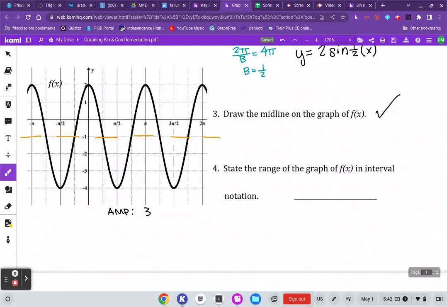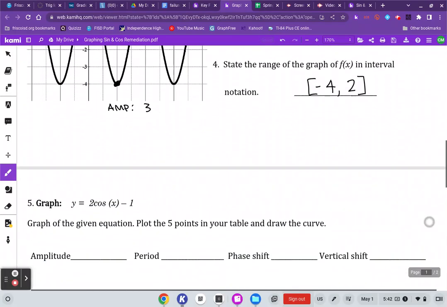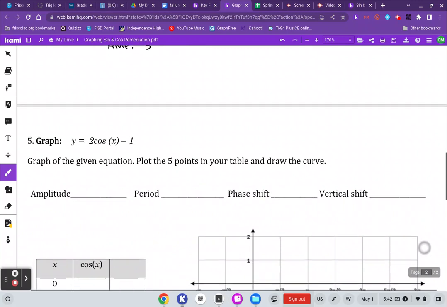The range is the set of all the y values. So the lowest value is here at -4. The highest value is up here at +2. So the range goes from -4 to +2. We use the hard brackets to write it in interval notation, and you always put the smallest number on the left side. So the negative numbers always go on the left side.